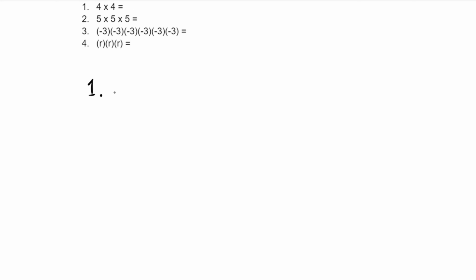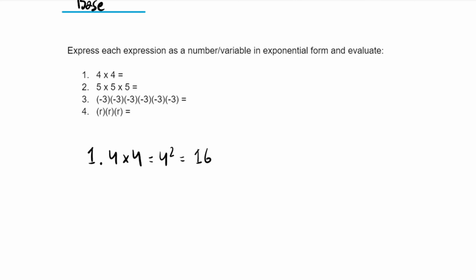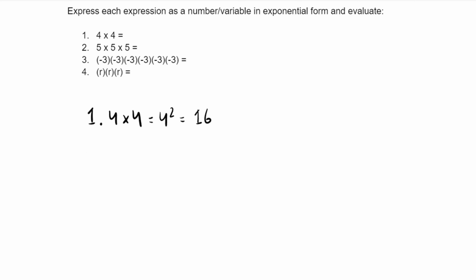We have 4 times 4. That's 4 being multiplied by itself 2 times, so 4 to the power of 2. And this would be 16. Now we have 5 times 5 times 5. This is 5 being multiplied by itself 3 times, so 5 to the power of 3, which is 125.